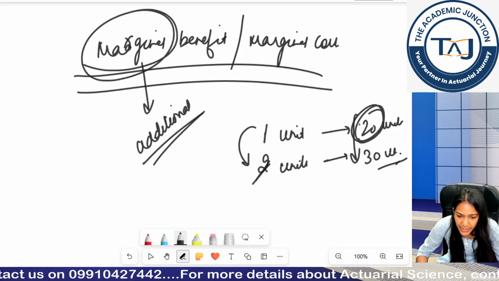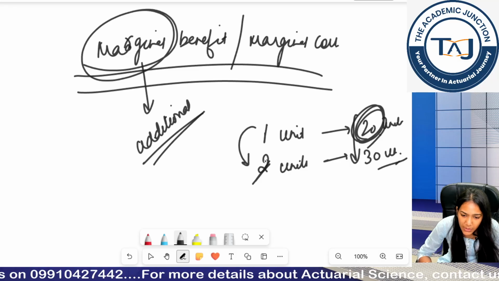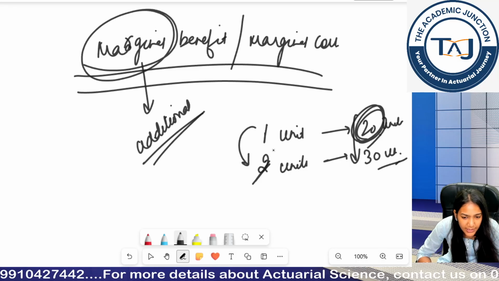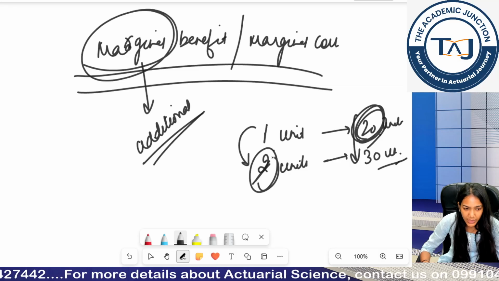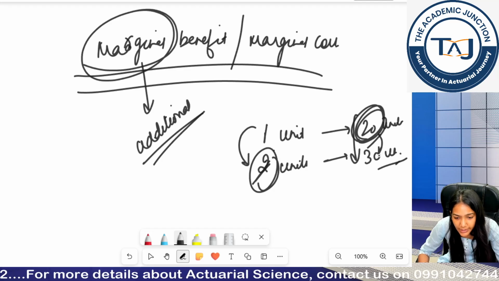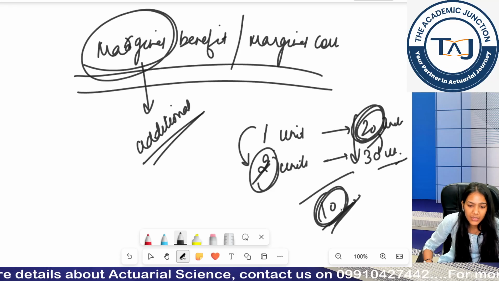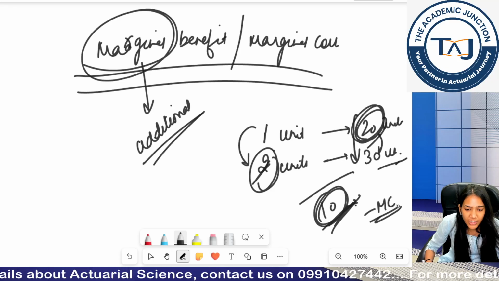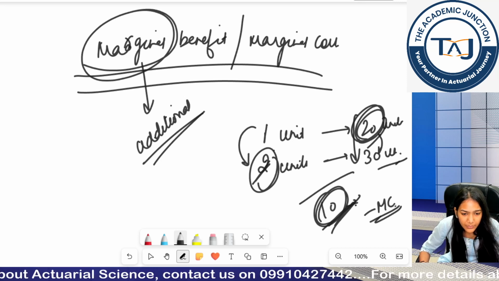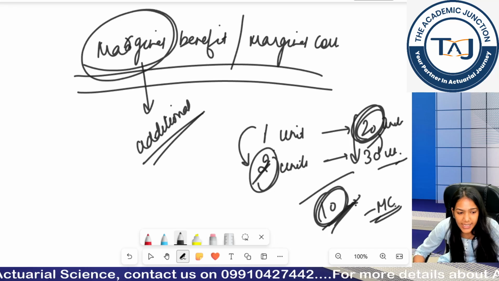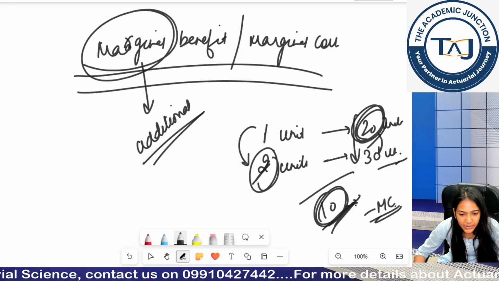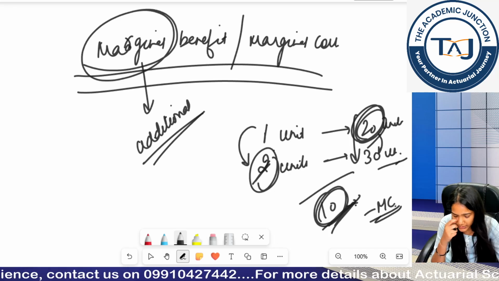I was already making a cost of 20 units when I was producing 1 unit, right? Now with the introduction of 1 more unit, my cost increased to 30. So I increased my cost by 10 units. So this 10 units is basically my marginal cost, and I denote it as MC, marginal cost. Is the concept of marginal cost clear?